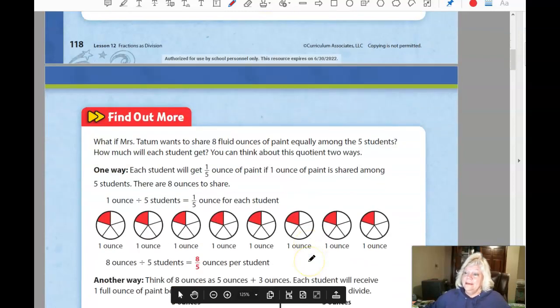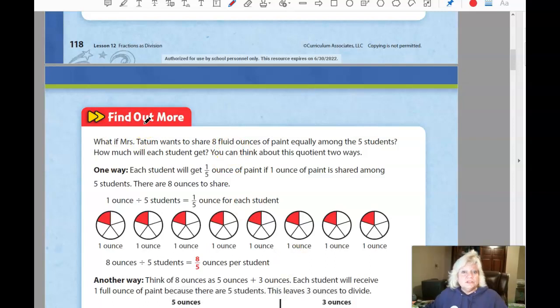Okay, so now we have to find out more. We have to look at it in a little bit deeper way. So if you're confused, stop the video, go back, watch that section again. What if Mrs. Tatum wants to share 8 ounces of paint with 5 students? Well, again, in my head, I think, okay, now we have 8 and we're going to share it by 5. Well, I know that 5 goes into 8, so everybody's at least going to get 1 total ounce.